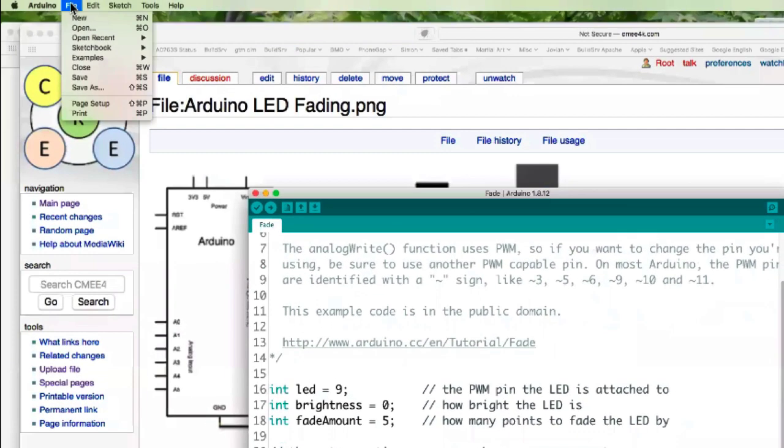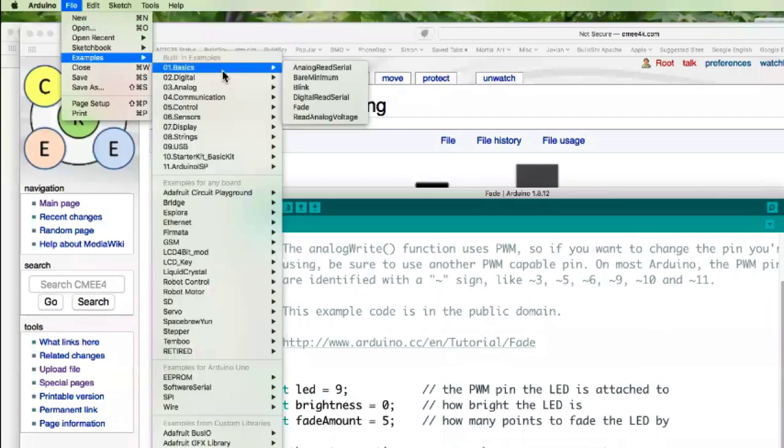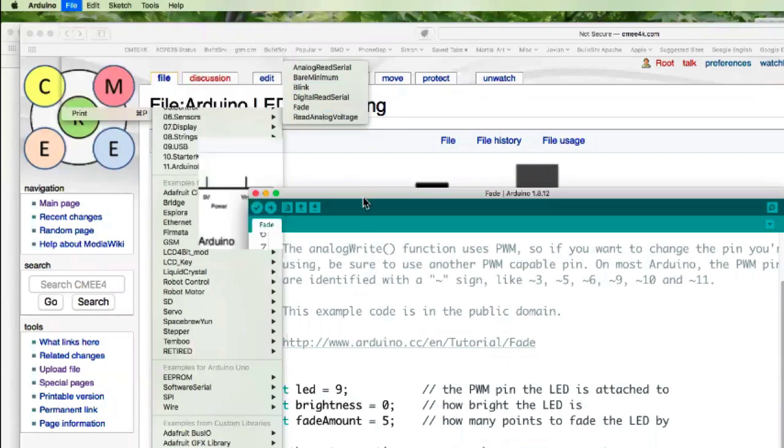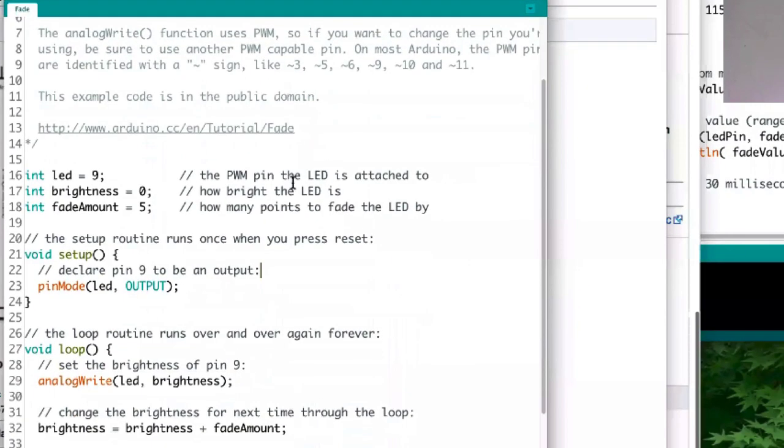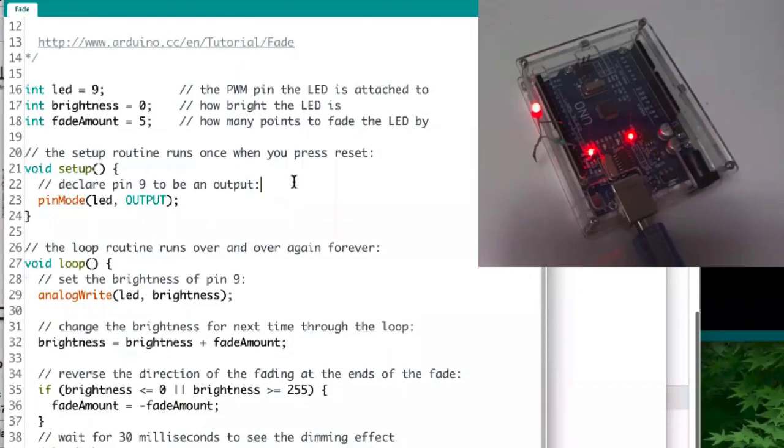You can just go into the example, basic, this is a fade, okay. And when you have this one started, this is the program. It's a very simple one. It just goes in and writes something to the LED in a loop. So you can see the LED itself is slowly growing and slowly dimming.